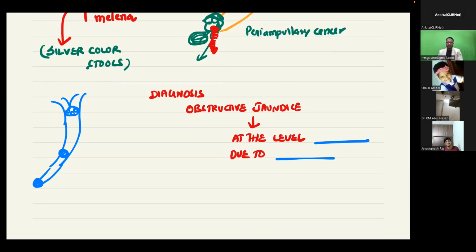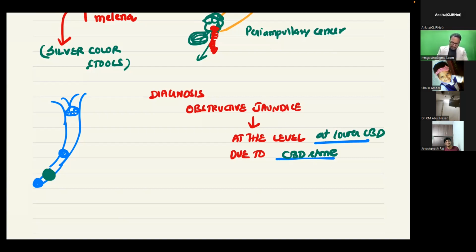It is a case of obstructive jaundice. Obstruction at the level of lower CBD due to CBD stone, like that you should tell. CBD stone at lower CBD probably. Okay, lower CBD, like that you should tell where the obstruction might be. We can give it as a provisional diagnosis.